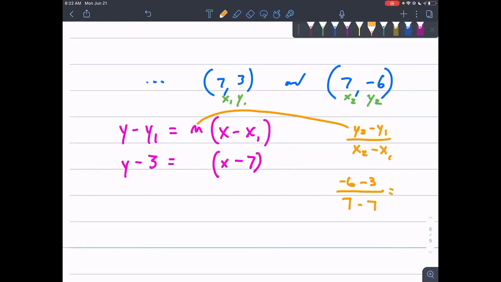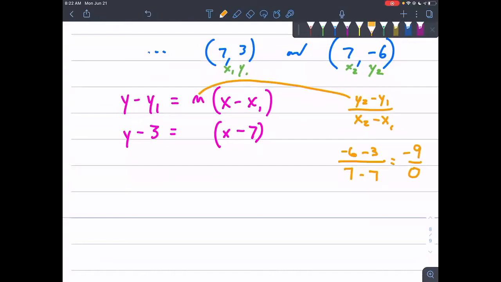So in this one, negative 6 minus 3 is negative 9, and 7 minus 7 is 0. So I think we talked about this a bit last time. It's undefined. If you got 0 on the bottom, undefined; 0 on the top, it's just 0.